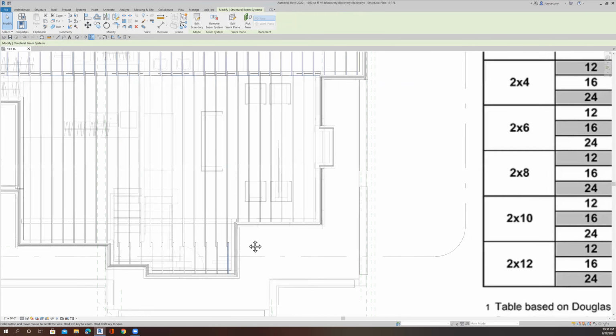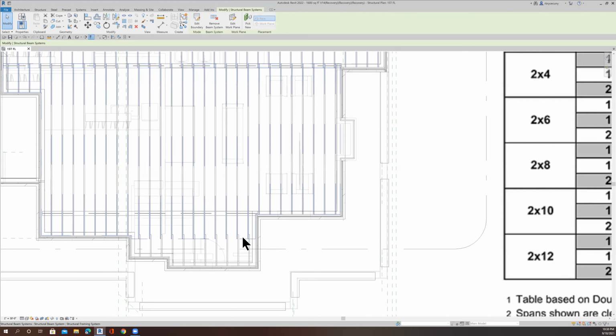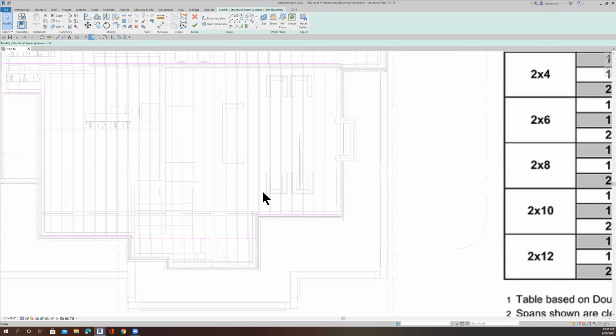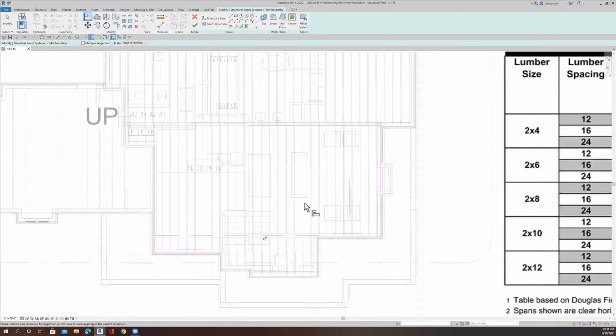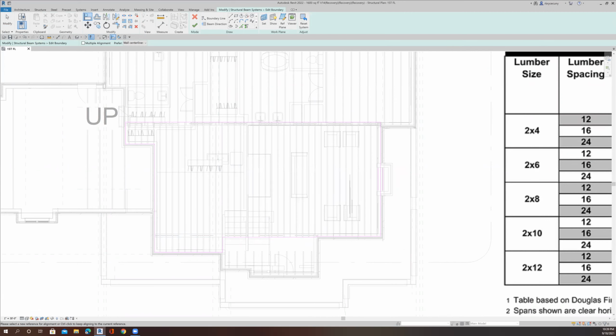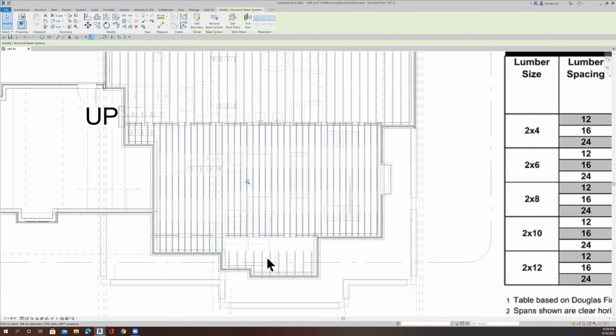And this, I'm going to have to change the structure here now. So let's see if we can grab that and edit the boundary. So now very simply, I'll just align my structure back to there. But while I have it selected, I'm going to change the spacing in the properties from 16 inches to 12 inches. And let's see what happens when I say okay to that.